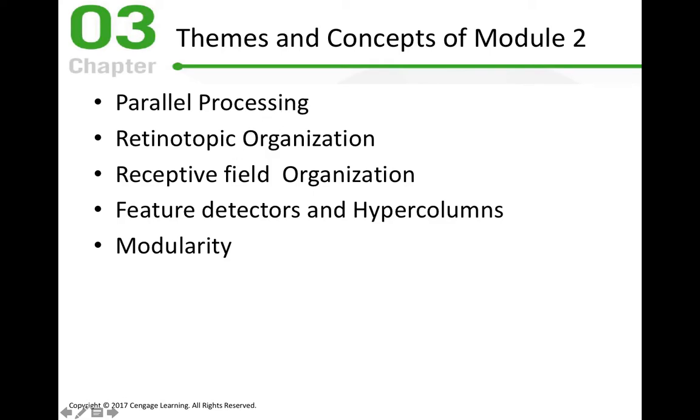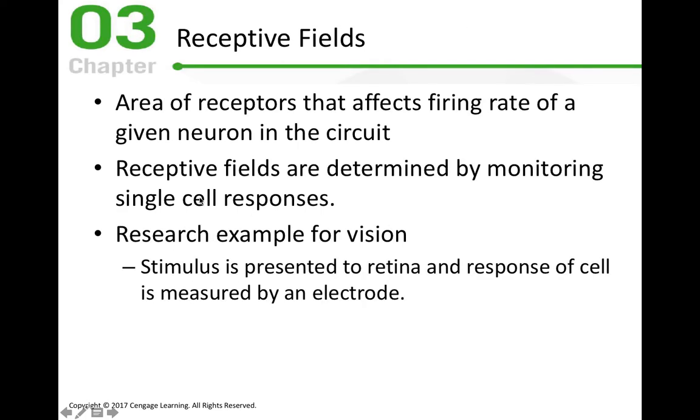brain in general. We have parallel processing, retinotopic organization, how receptive fields are organized, feature detectors, and hypercolumns, and this concept of modularity. And all of these things will come back throughout the course. So understanding them now helps you as you progress through the course.